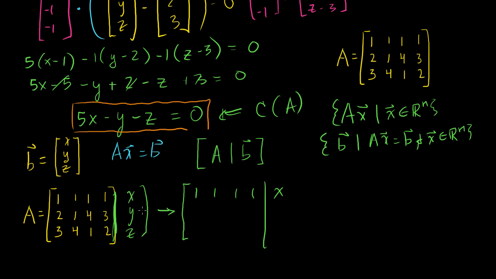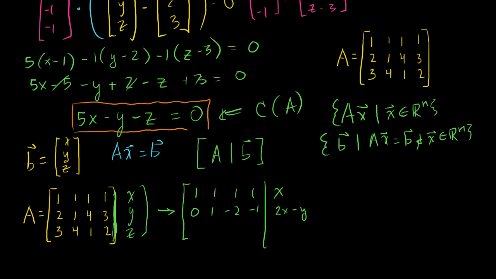So 2 times the first row minus the second row, we're going to get a 2x minus y up there. And then 2 times 1 minus 2 is 0. 2 times 1 minus 1 is 1. 2 times 1 minus 4 is minus 2. 2 times 1 minus 3 is minus 1, right? Minus 2, minus 1. Fair enough.